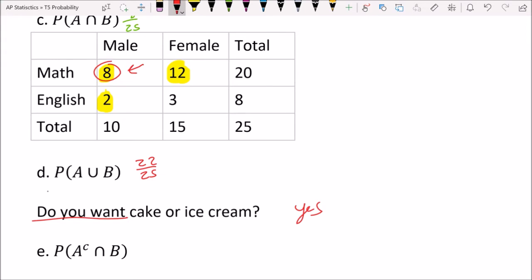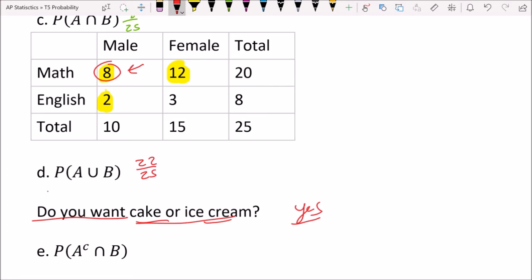Now, when you say yes, you're not saying that you like cake. You're not saying you like ice cream. You're saying you like at least one of those 2 things. So if you like both of them, your answer would be yes. I do like cake or ice cream. Okay, so you would still answer yes. And that's why that's included.